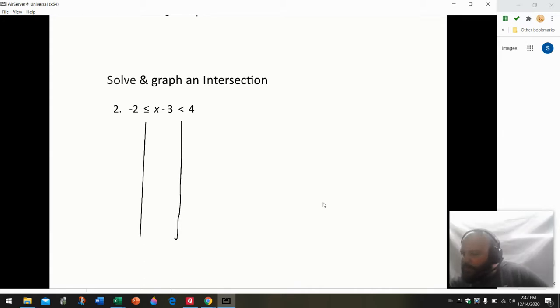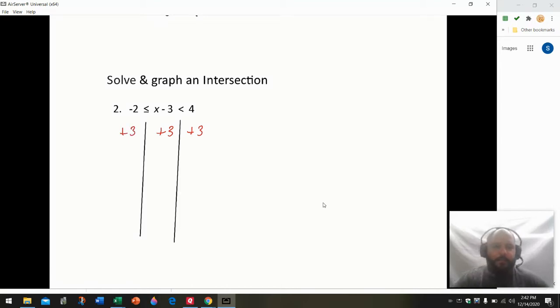Okay, so the first thing I'm going to do is draw my line. Once I have my lines drawn, I'm going to identify where the variable is. In this case, there's an x. Okay, so I need to get that x by itself. And in order to get that x by itself, I need to get rid of this -3. So in order to get rid of that -3, I'm going to add 3 here. I'm going to add 3 here. And I'm going to add 3 here.